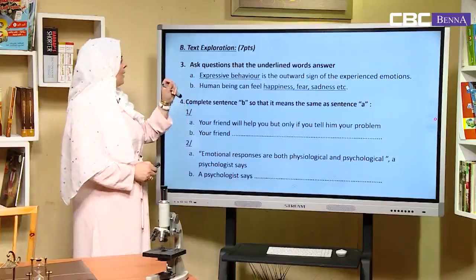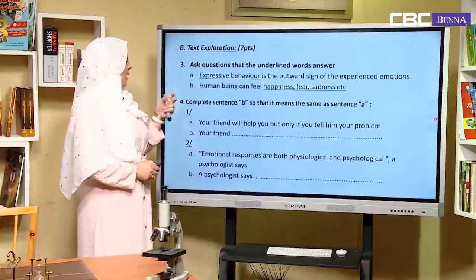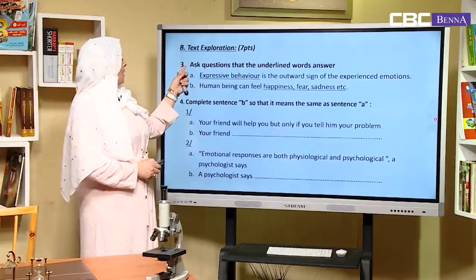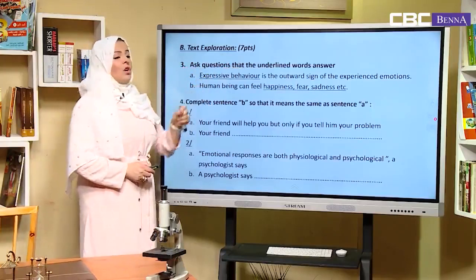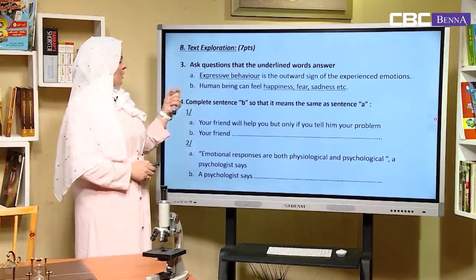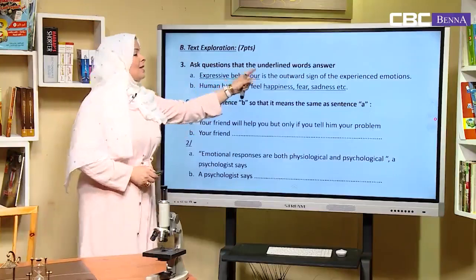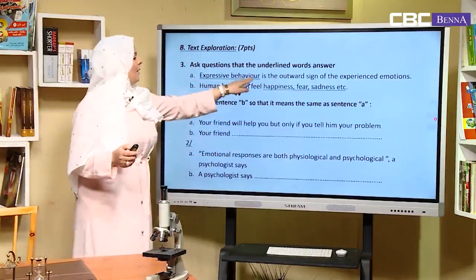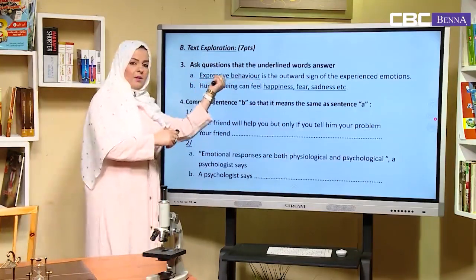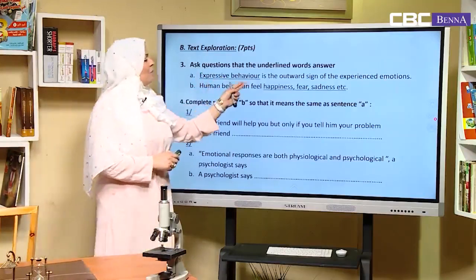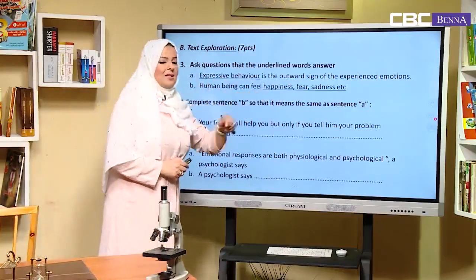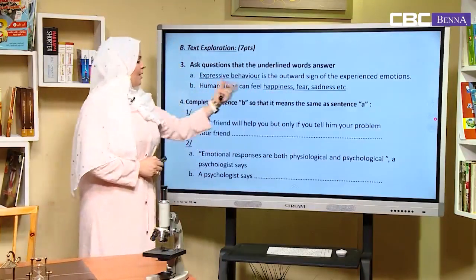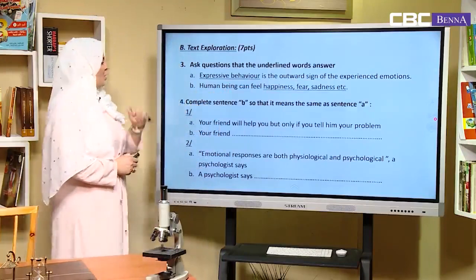Now you are going to find a variety of questions in grammar, but let's see our questions here. Ask questions that the underlined words answer. First, you have "Expressive behavior is the outdoor sign of the experienced emotions." Here, the underlined words, you have to ask a question on it. Second one, "A human being can feel happiness, fear, sadness, etc." So here you have another underlined expression. You have to ask a question on it.